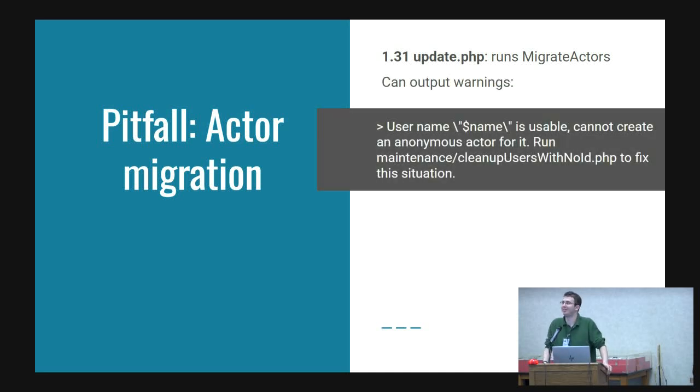Sometimes you might get a warning. If there is a value for a username that is valid, but no user ID associated with that, it's unclear what actor should be associated. So you get a warning: the username is unusable, so it can't create an anonymous user. It won't use an actor with user ID 0. So then it says, run this cleanup script to fix the situation.